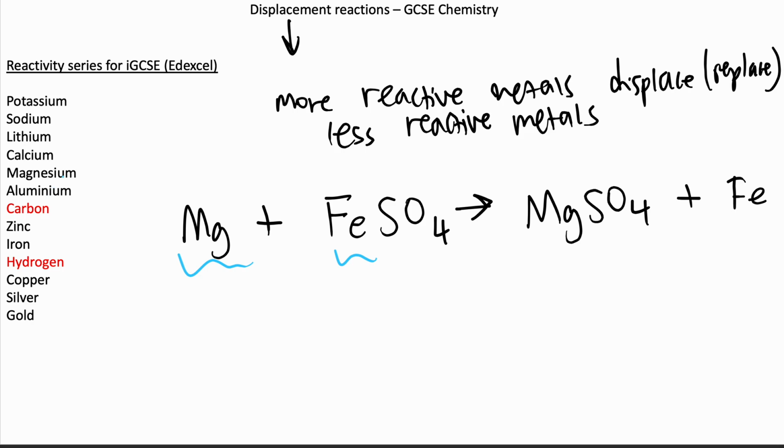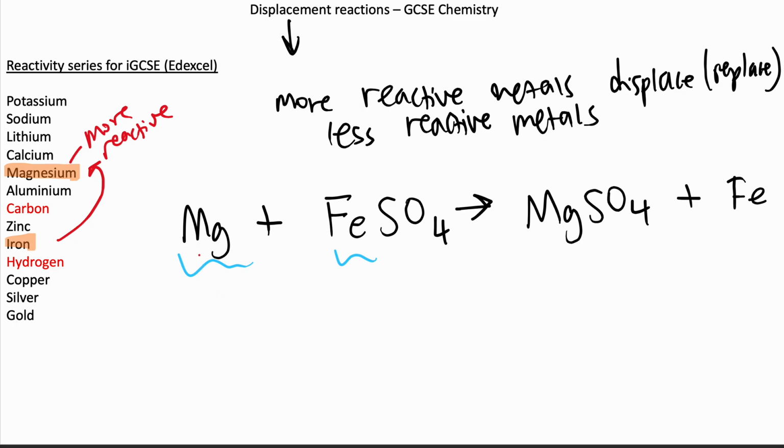If we look at the reactivity series, we have our magnesium over here, and we have our iron over here. Clearly, magnesium is higher up in the reactivity series than the iron. So this magnesium is more reactive than the iron. Watch my video on the reactivity series if you don't know this.